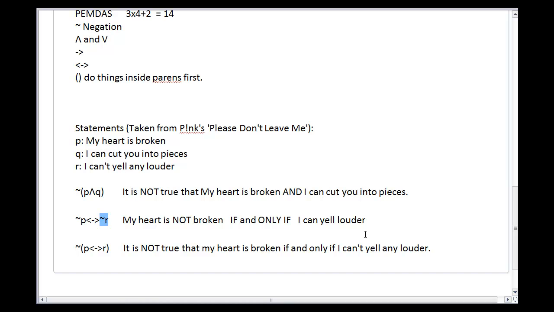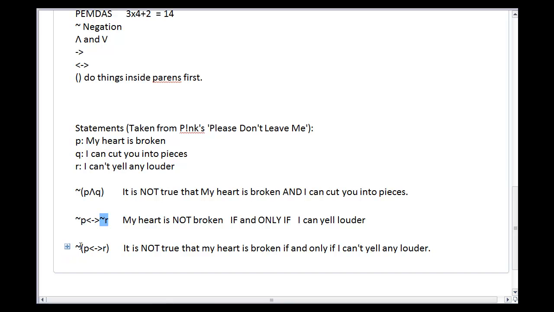So I have: my heart is not broken if and only if I can yell louder. That means if I'm yelling as loud as I can, there's no louder I can go, my heart's clearly intact and fully angry. If my heart is not broken, on the other hand, then I probably can go yelling louder. That's what this if and only if means.